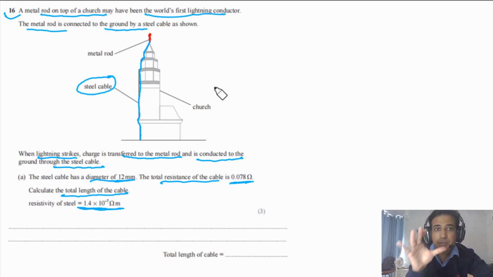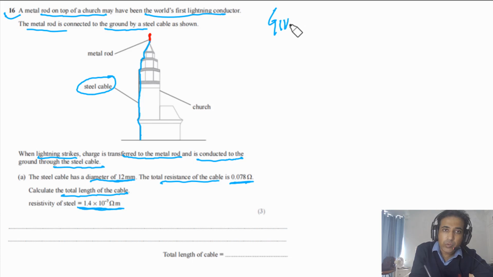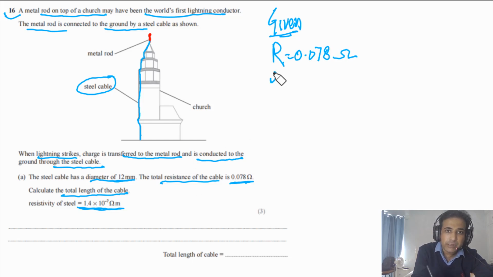In order to answer this kind of questions, it's very important first of all to write down what is given to you. If you're struggling with physics, try to be more disciplined and systematic. So write down first of all what is given to you. For this question we have the resistance that is equal to 0.078 ohms. Then it is given to us resistivity that is equal to 1.4 times 10 to minus 7 ohms meter.